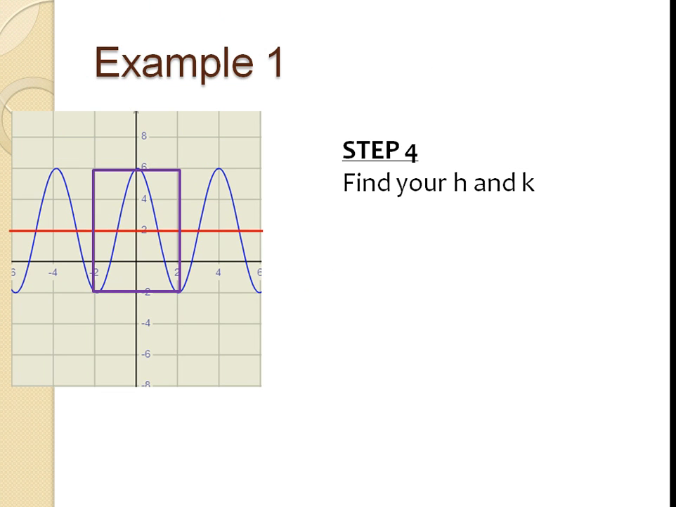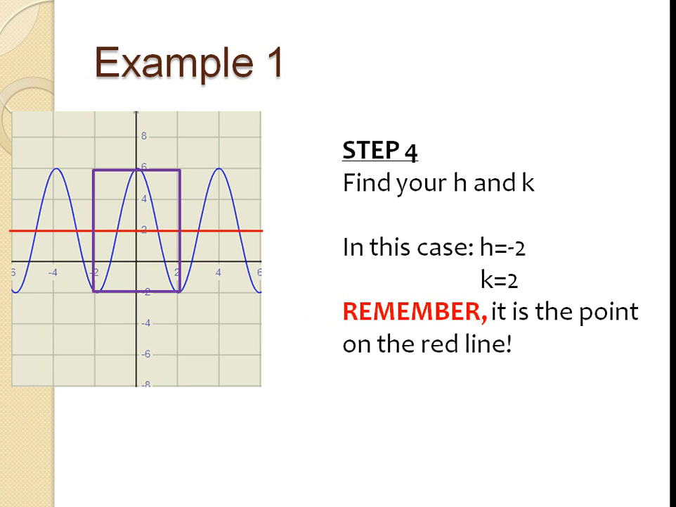Step number 4, find your h and k. And as I said, we know what h and k is. It's the point that's on your halfway line, which is technically imaginary. It's not there. The graph does not pass through h and k for a cosine function. So, as we said previously, this value would be negative 2 and 2. Now, really important that you remember this, and I'm going to stress this more and more as we go along. It's the point that's on the red line, which is technically not there. This is very important because this is one of those classic tricks that will show up.